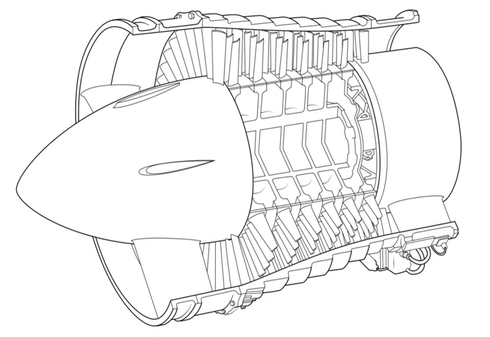Things changed after A.A. Griffith published a seminal paper in 1926, noting that the reason for the poor performance was that existing compressors used flat blades and were essentially flying stalled. He showed that the use of airfoils instead of the flat blades would increase efficiency to the point where a practical jet engine was a real possibility.